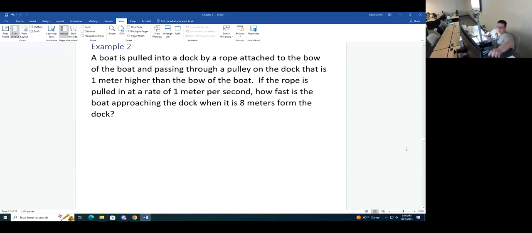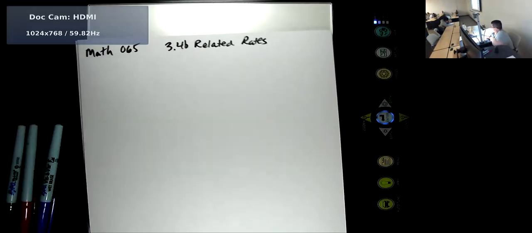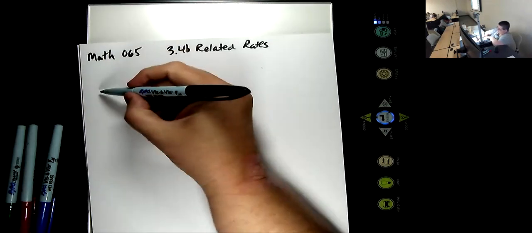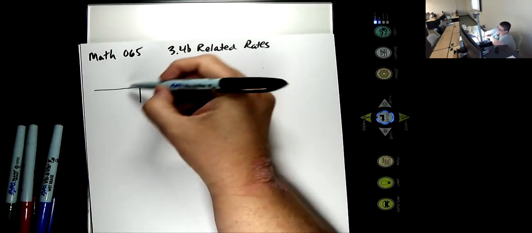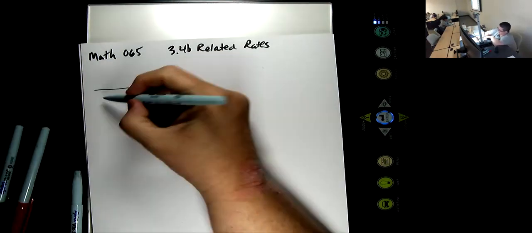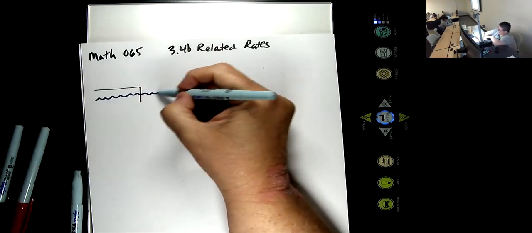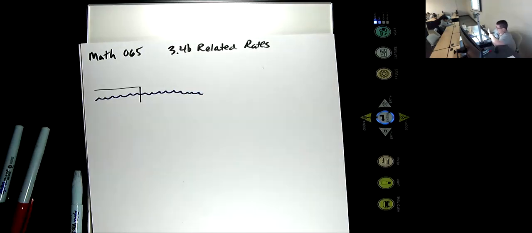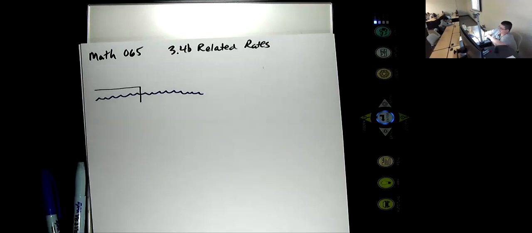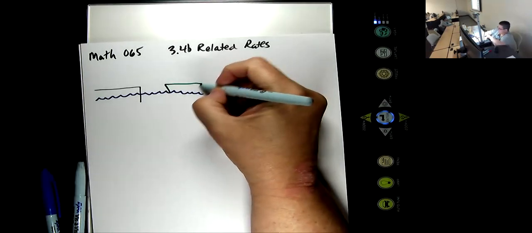All right. So it says there's a boat being pulled into a dock, and let's make it like a little pier. There's some water going underneath it. There's a boat coming up to it. That's my water. My boat. This is a great boat. Look at this boat. Boom, boat.